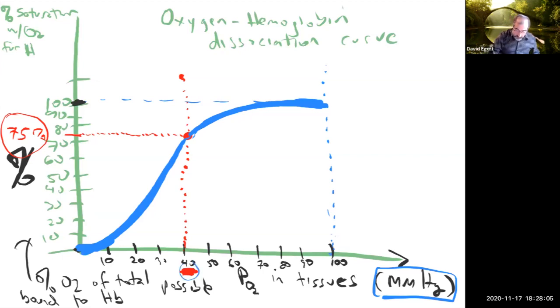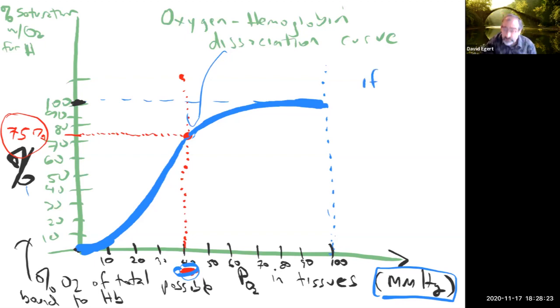Where, again, coming back to the lungs after you've equilibrated, you still have 75% of your oxygen. But this curve can change depending on the conditions in the body.